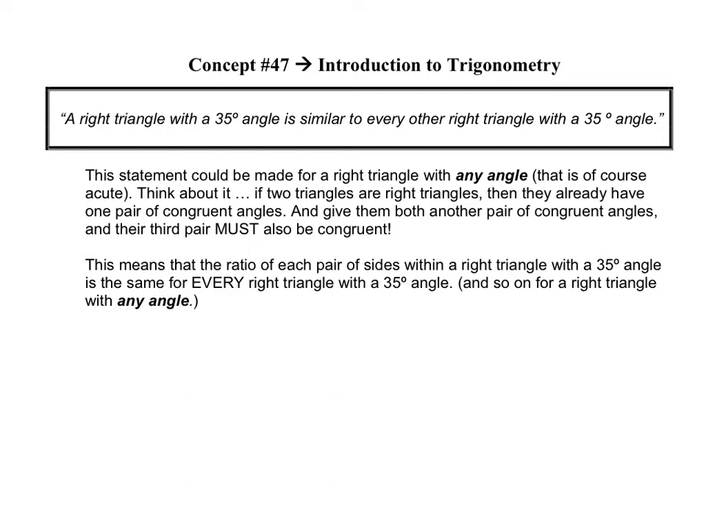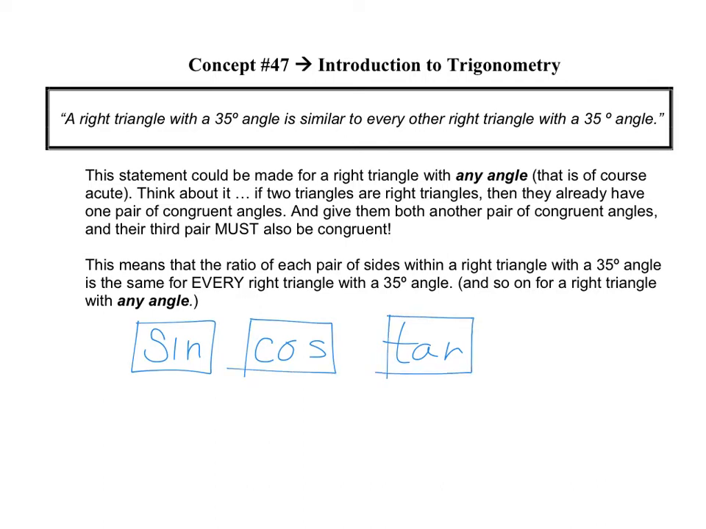You might have seen buttons on graphing calculators before that look like this. You might have thought it said sin, cos, tan, but it actually stands for sine, cosine, and tangent. These are actually ratios, and we're going to learn what they mean today.